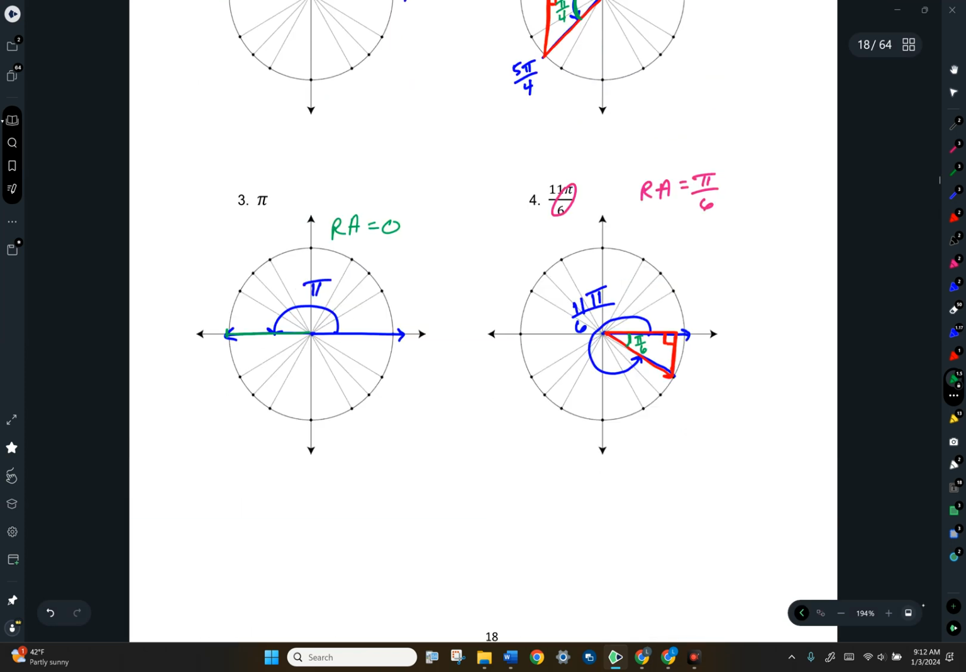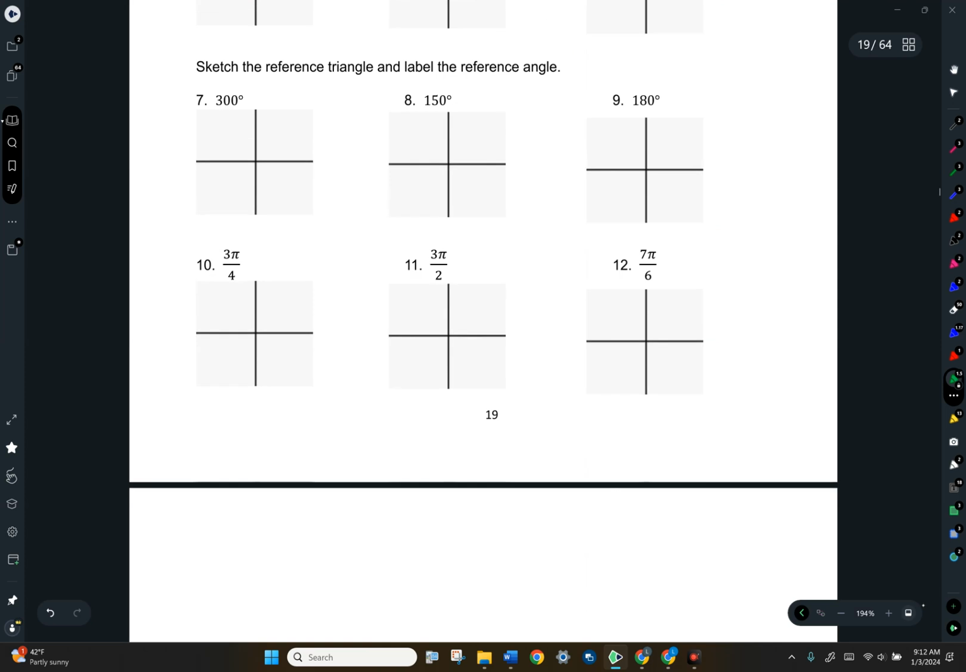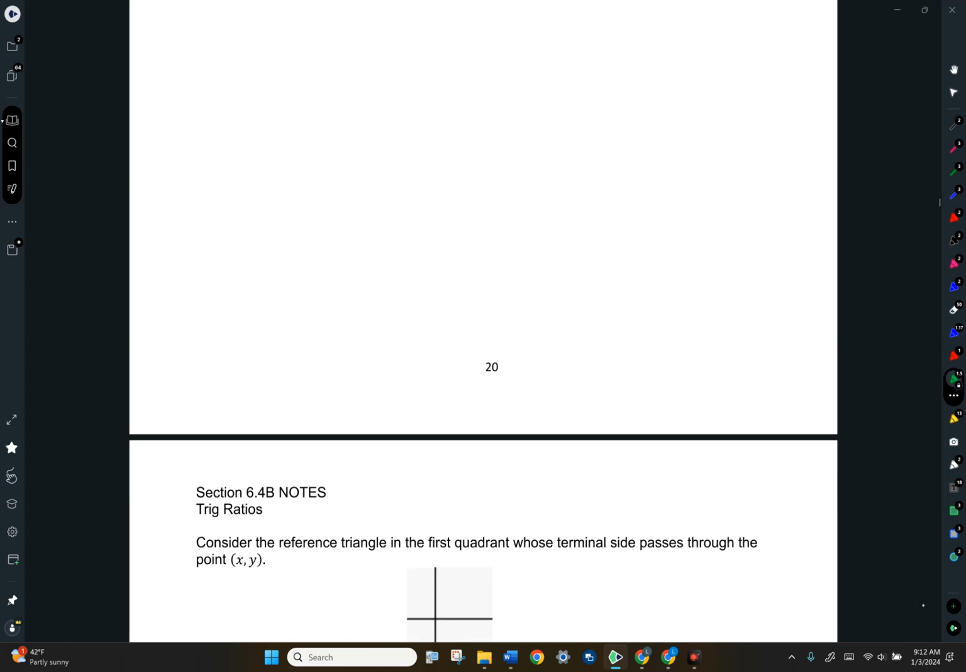So that was section 6.4, or at least the beginning of section 6.4. And we'll do a separate video for 6.4b, the second half of 6.4.